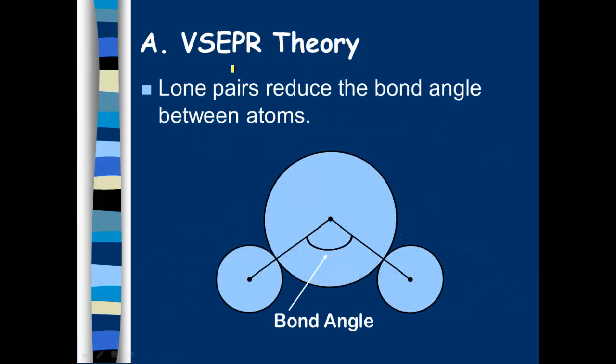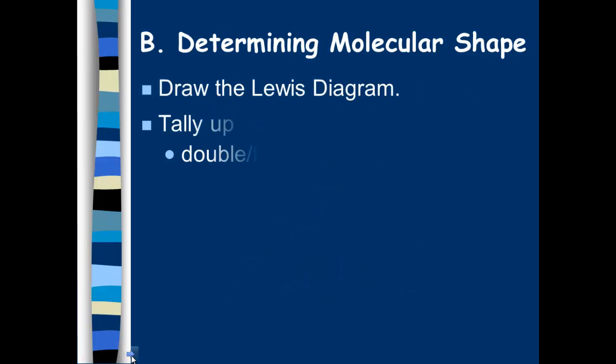Okay, so for VSEPR theory, the lone pairs will reduce the bond angle between atoms. Again, the bond angle would be kind of this imaginary line where we could measure the angle between the imaginary lines that these bonds would make. And for each shape, you're going to have to know the bond angle and what that corresponds to.